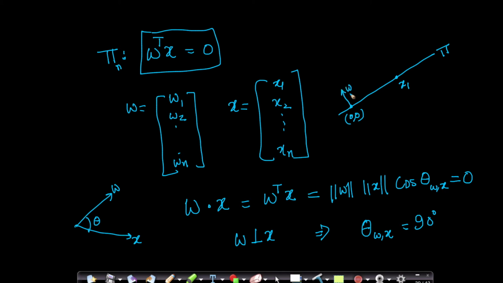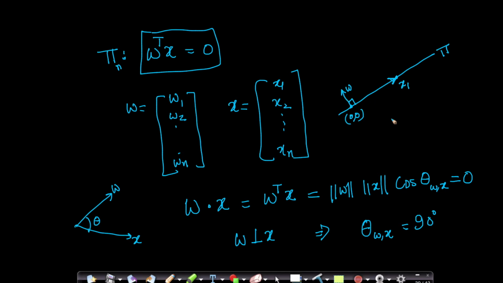Let's assume W is a vector like this, which is perpendicular to the plane. I'll connect all the dots. Please bear with me. Now, let's assume W is a vector which is perpendicular to your plane pi, passing through origin, just for simplicity. Now let's assume x1 is a vector. x1 is a point, right? A point can be thought of as a vector, right?